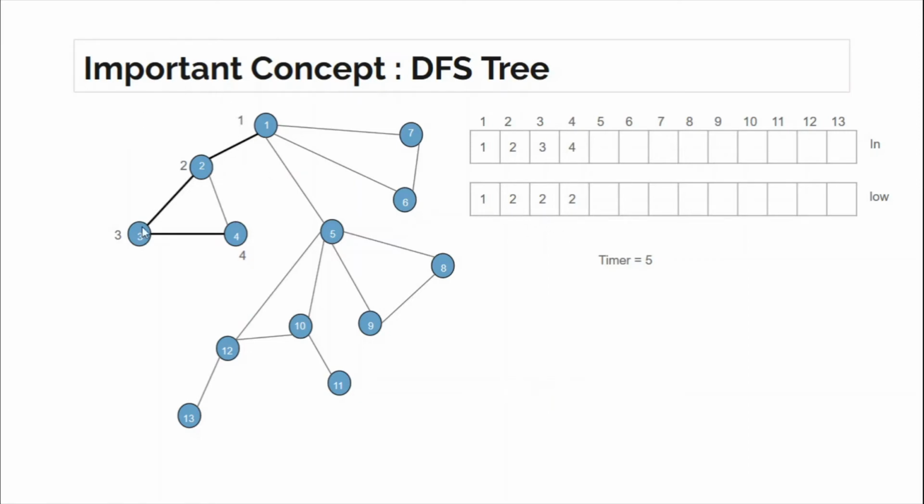So the low time of node 3 is not smaller than the in time of node 2. That is why this particular vertex is actually an articulation point, and hence node 2 is an articulation point. After that we would go to node 1. Node 1 will also check the same thing.